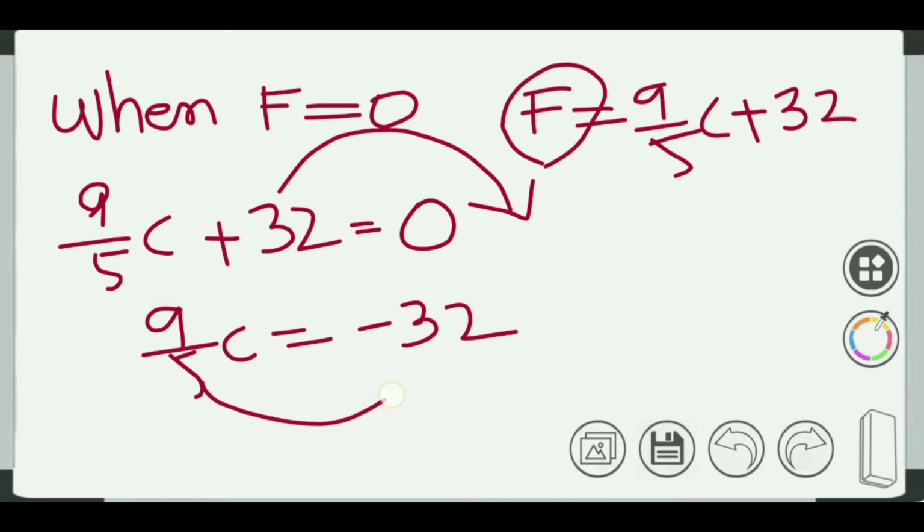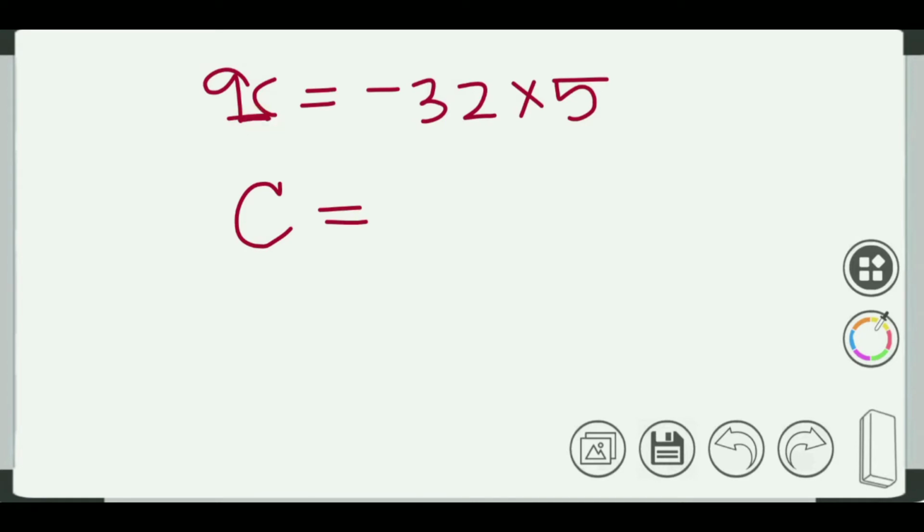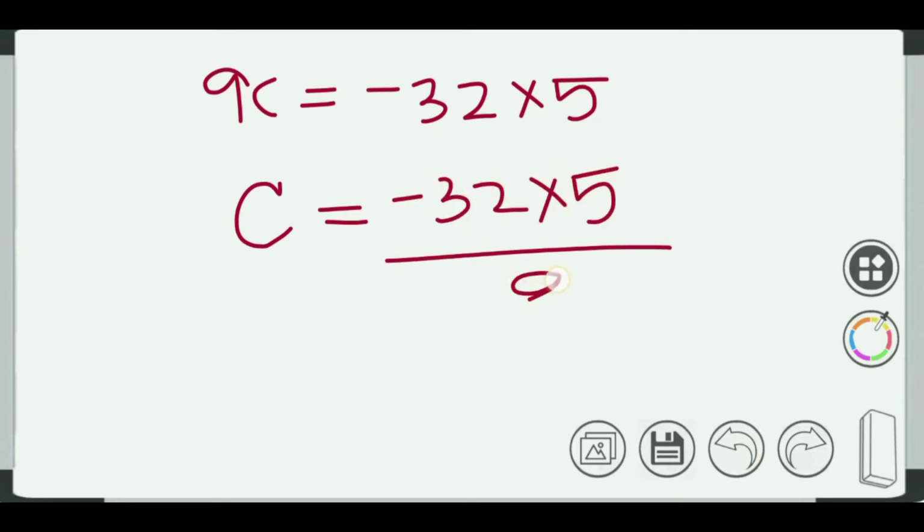I am taking 5 this side. So divided by 5 will become into 5. 9C is equal to minus 32 into 5. Then what is C? This is multiplication. So when 9 comes this side, it will become division. Minus 32 into 5 divided by 9.